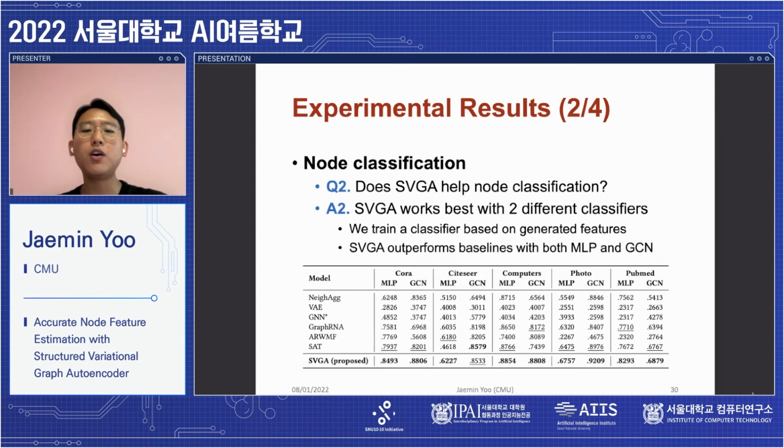And the second question is, does SVGA help node classification? Our SVGA works best with 2 different classifiers. So this experiment is based on the idea that good node features will help increase the accuracy of node classification if we train a classifier based on the generated node features. If we train 2 kinds of classifiers, MLP and GCN, based on the generated features, our SVGA outperforms all baselines with those classifiers, achieving the highest accuracy of node classification.